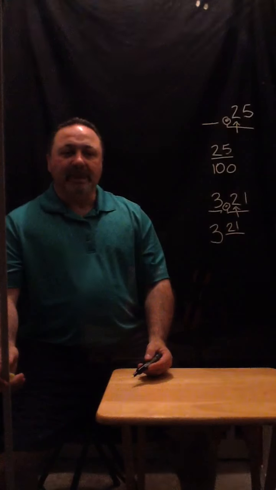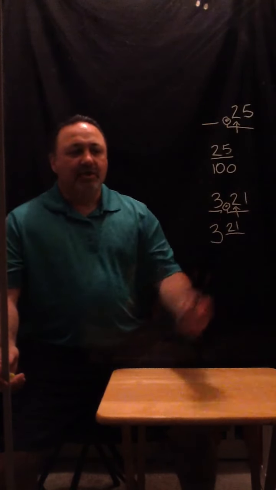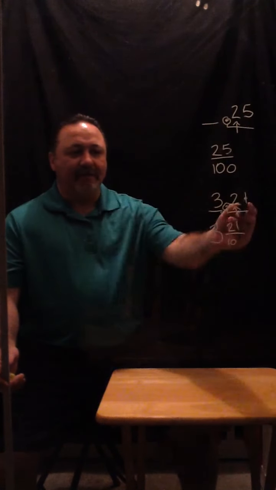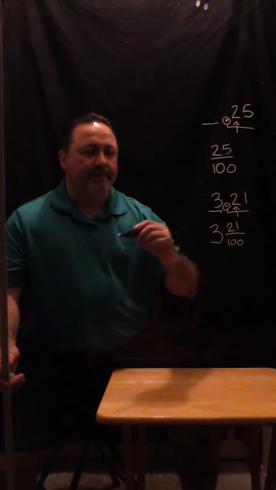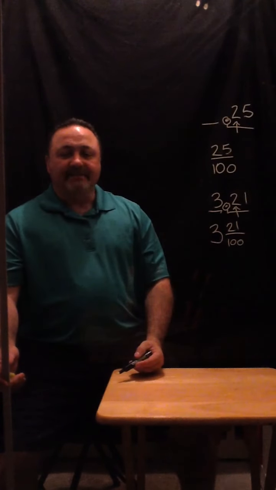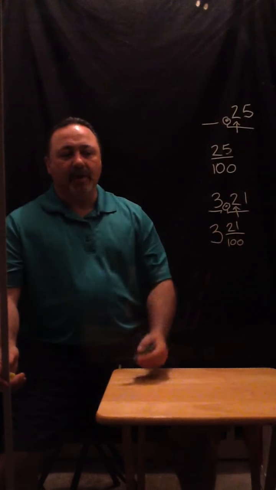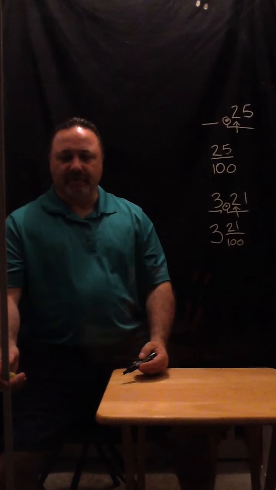Now, again, just like the first one, we need to pay special attention to that 2. The place value that the 2 is in is the tenths spot. So I'm going to take a 10 and write it underneath the 2. I do have another number, it's a 1. I'm going to place a 0 underneath the 1. So again, I've taken 3.21 and I've turned it into 3 and 21 over 100, or 3 and 21 100ths.